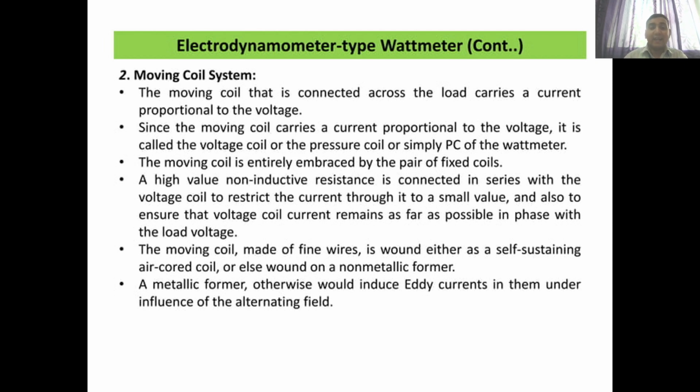This coil has a very high non-inductive resistance connected with the voltage coil to restrict the current to a small value. As we'll discuss in the systematic arrangement, in case of loading effect, the voltmeter also acts as a load. So to reduce the loading effect error, we have to increase the resistance of the voltage coil as much as possible, so that only a very small current, a milliampere or microampere, flows to the voltage coil. So this moving coil should have higher resistance.